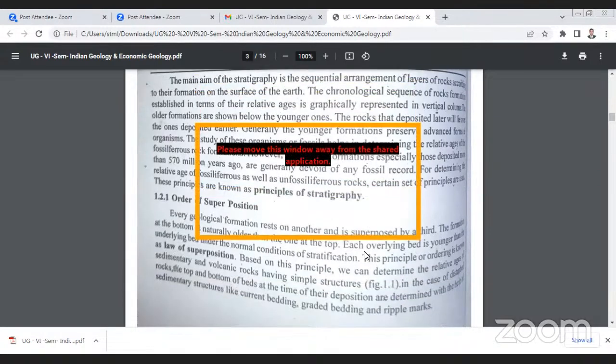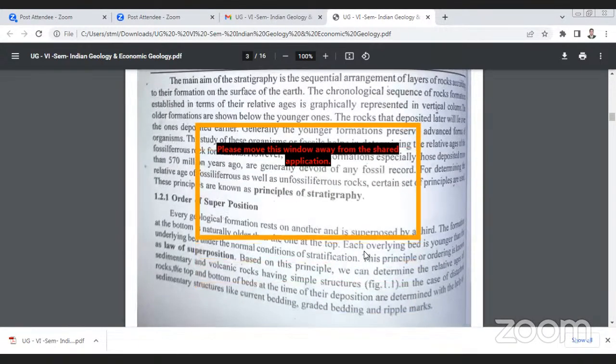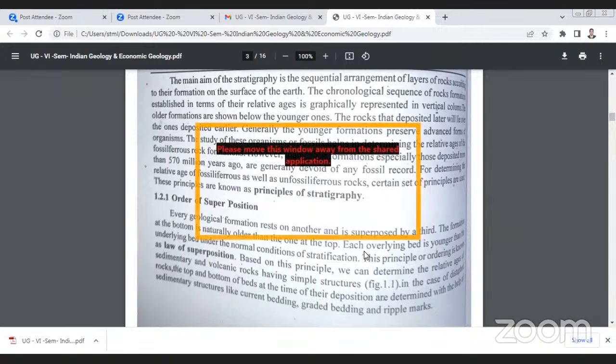Based on this principle, we can determine the relative ages of sedimentary and volcanic rocks, which have simple structures. In this case, the distribution of the rocks, the top and bottom of beds at the time of their deposition, are determined with the help of sedimentary structures like current bedding, graded bedding, or ripple marks. These are all we are able to see on a surface.